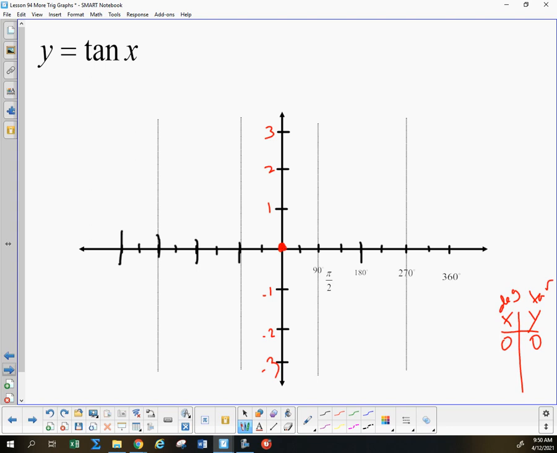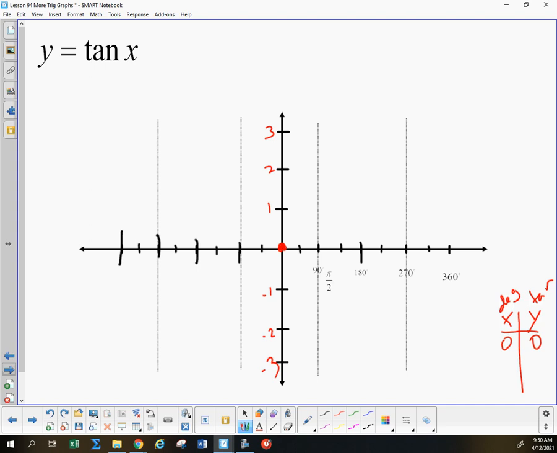If I am at 90 degrees, oh, that one's kind of a pain. Tangent is undefined. I've got to have an asymptote because it's undefined. If I did it as sine over cosine, I'd have it over 0. So that's why I have my dotted line there at 90 degrees, negative 90, and so on.